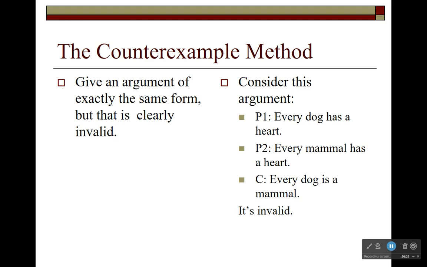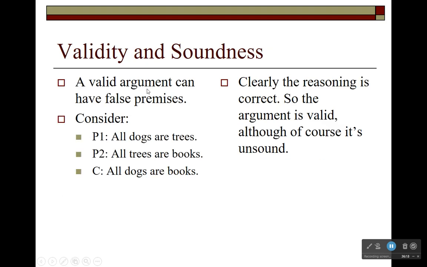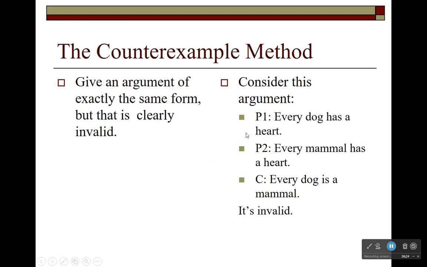So again, this distinction between validity and soundness is a little bit subtle, and it does take a little bit of practice before students really get the hang of using it. Here again, as I said a moment ago, a valid argument can have false premises. This argument was valid, even though the premises were obviously false. And now I'm making the point that an invalid argument can have true premises. Every dog has a heart and every mammal has a heart. Those are both true, and yet this argument is invalid.